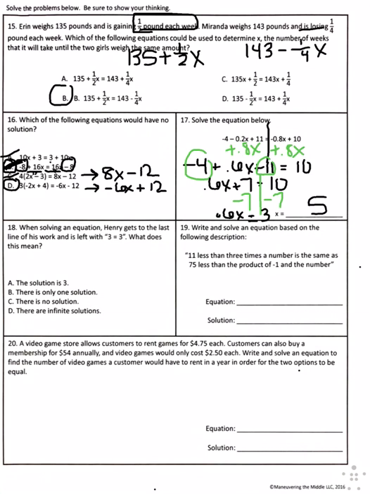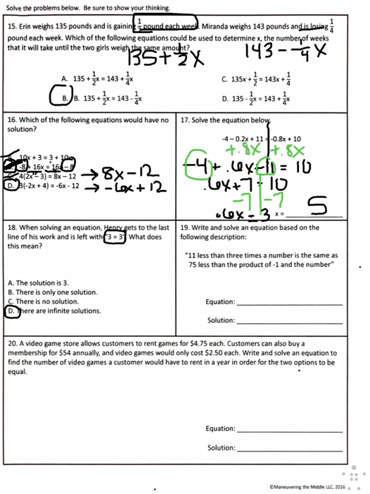Number 18. When solving an equation, Henry gets to the last line of his work and is left with 3 equals 3. What does this mean? It means there are infinite solutions. 3 equals 3 is the same on both sides. It matches. Matching means an infinite solution.